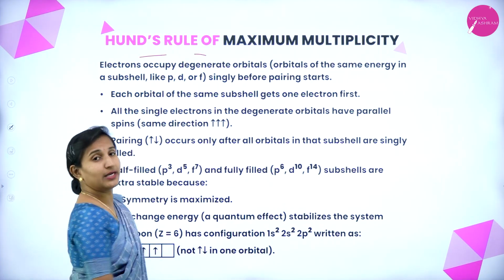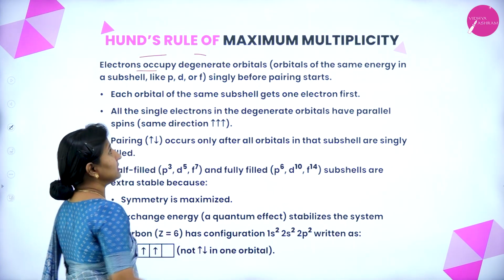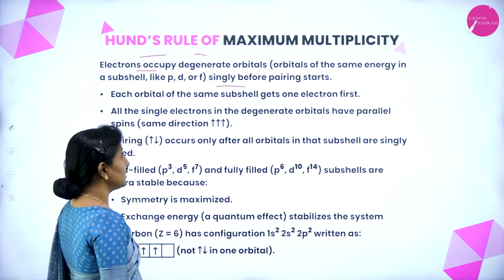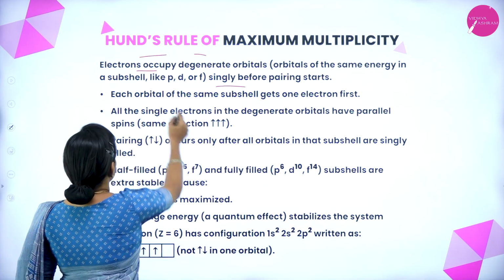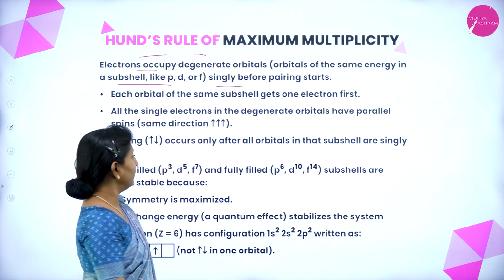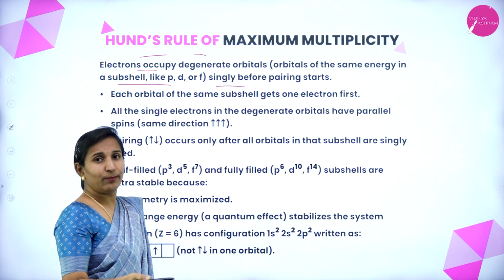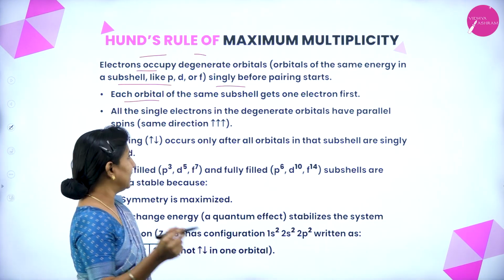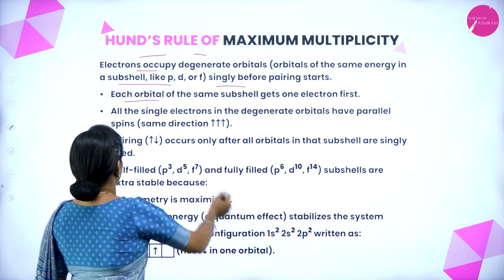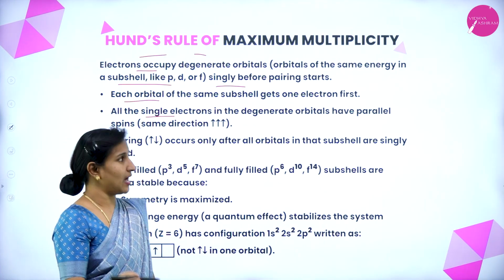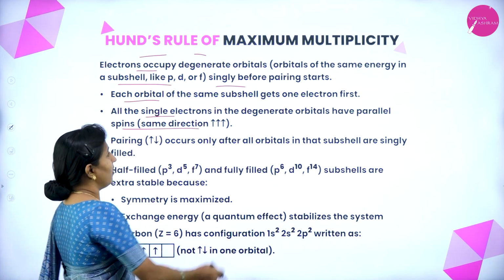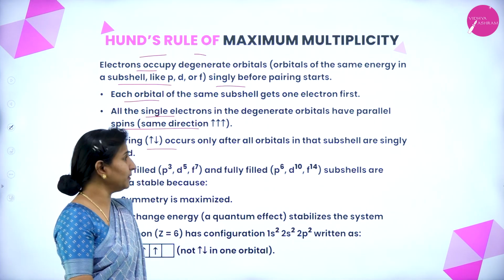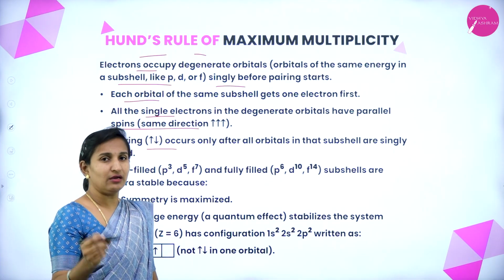Hund's rule of maximum multiplicity. The electron occupies degenerate orbitals singly before pairing starts. That means orbitals having the same energy in a subshell like s, p, d, f, it shows singly before the pairing. Each orbital of the same subshell gets 1 electron first. All the single electrons in degenerate orbitals have parallel spin of the same direction. Pairing occurs only after all orbitals are filled by a single electron.